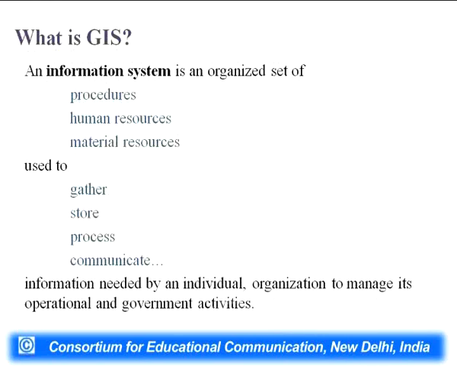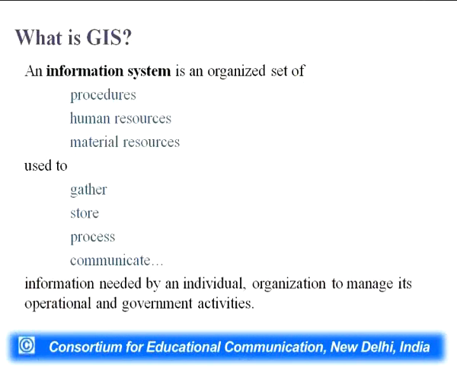Now we will see what exactly Geographical Information System and science is. An information system is an organized set of procedures, human resources, and material resources used to gather, store, process, and communicate information needed by an individual or organization to manage its operational and governmental activity. So here we see some keywords, like information system uses the procedures.